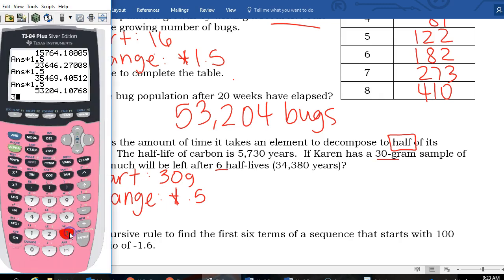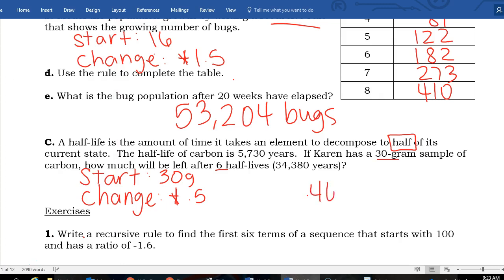If we start with 30, and then we take half of that, after 1 half-life, there is 15. After 2, after 3, 4, 5, and 6 half-lives, we'll have about half a gram of carbon. So we have 0.46875 grams after 6 half-lives.